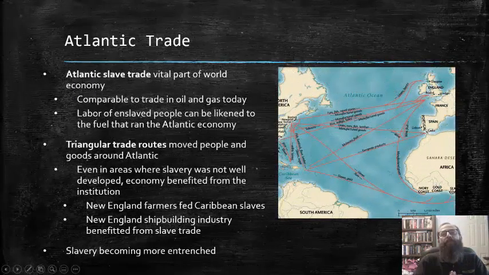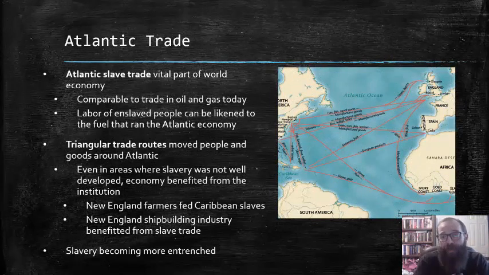By the 18th century, Atlantic trade had become arguably the most prosperous section of the world economy, and the slave trade was a vital part of that overall Atlantic trade. It really can be compared to the trade in oil and gas today. The labor of enslaved people can be likened to the fuel that ran this Atlantic economy, which helps explain why it was so difficult to end the institution after it had become such a vital part of it.